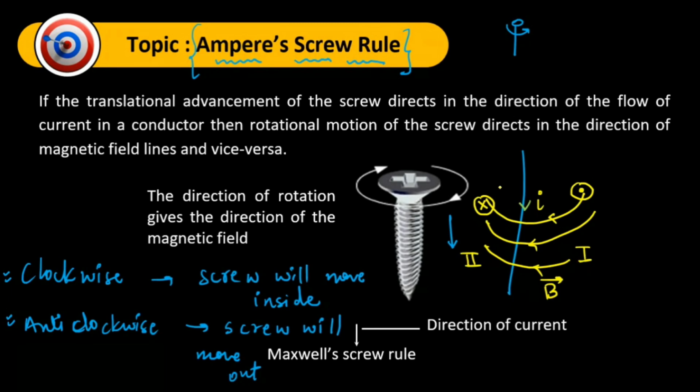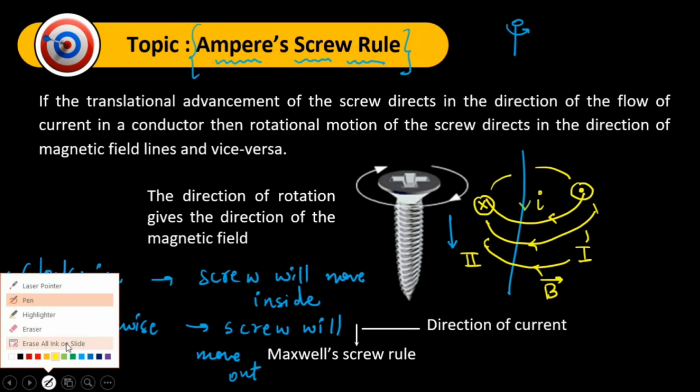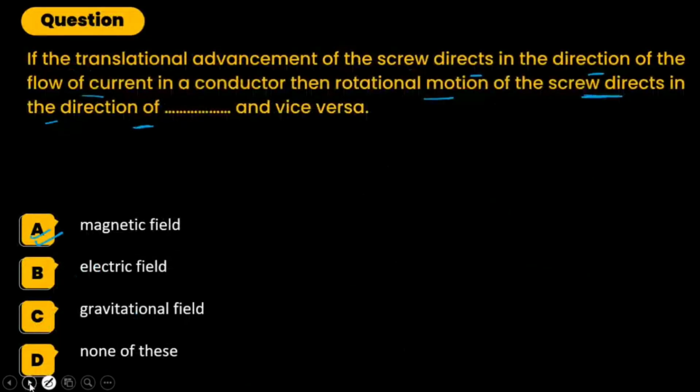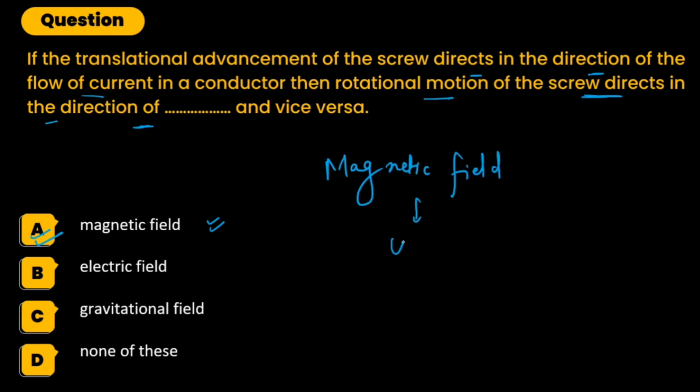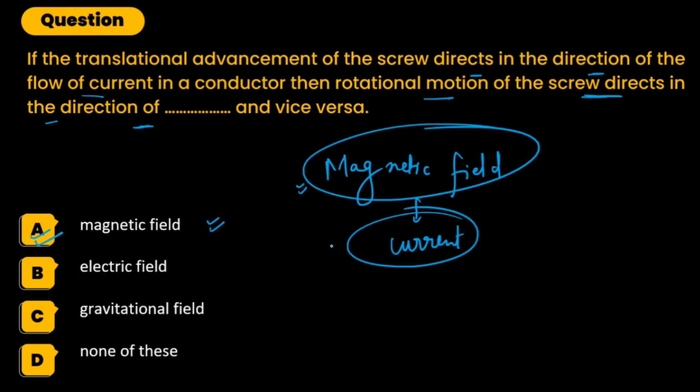This is something very important, and we are going to use it again and again to determine the direction of field lines. So remember this. Is it clear? So that is the question, and the answer is magnetic field. And vice versa, this statement is also valid. If you are given the direction of magnetic field, you can give the direction of current. So the direction of magnetic field is completely related with the direction of current flowing in the circuit.